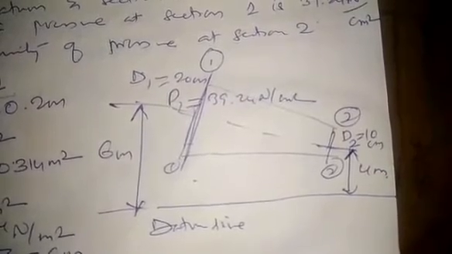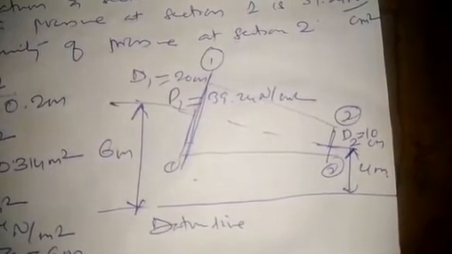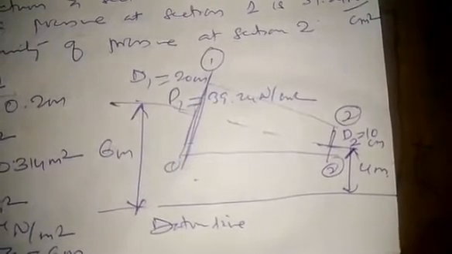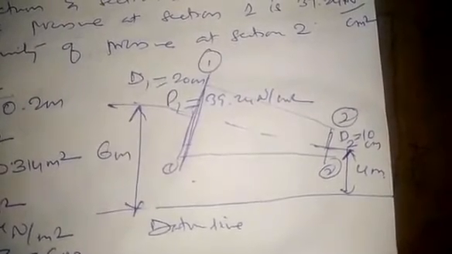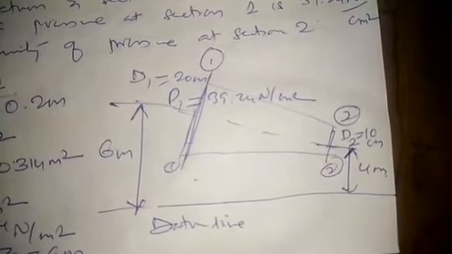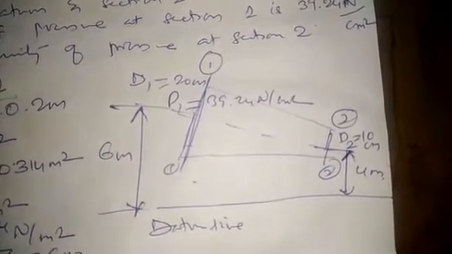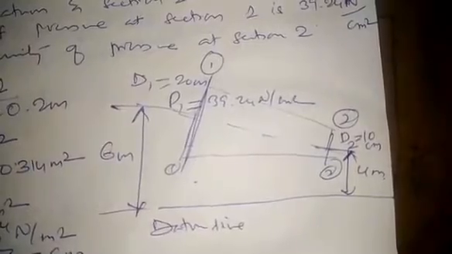So datum line is the reference line from which you are measuring. You can see the pipe is slanted and there is a variation in the distance of section 1 and section 2. Section 1 is 6 meter above the datum line and section 2 is 4 meter from the datum line. So we shall go into the details of the problem.